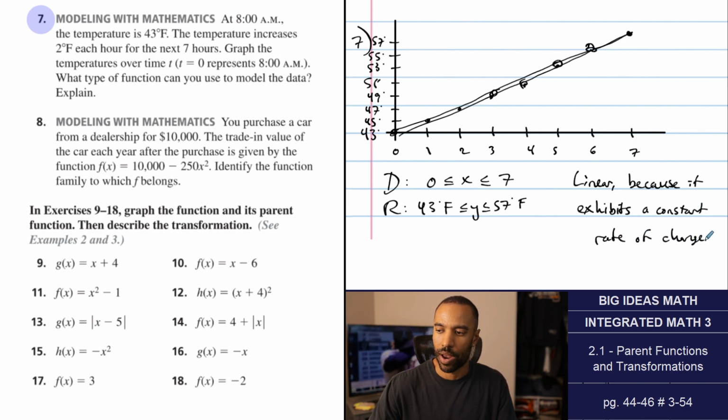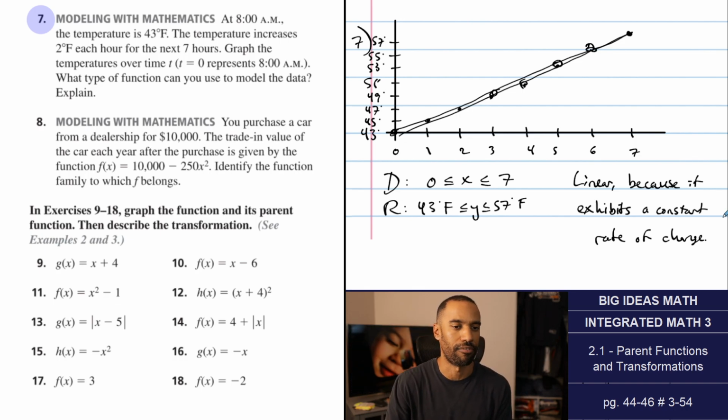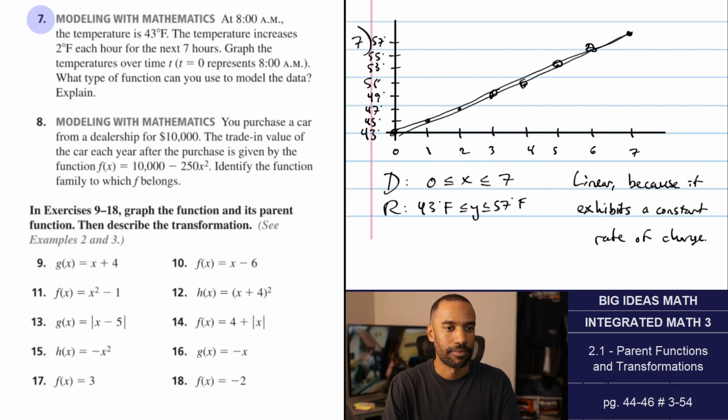Yeah, linear functions, right? You increase the same amount on y every time x increases by a constant amount. So there's the graph. There's the result. Okay, let's go to number 8.